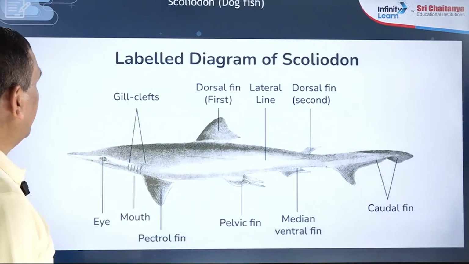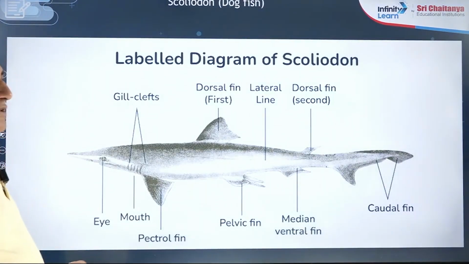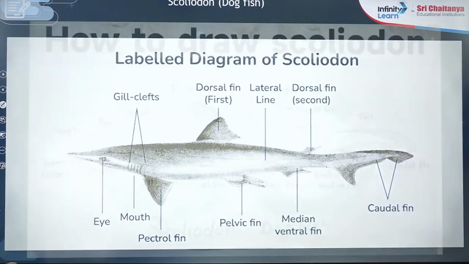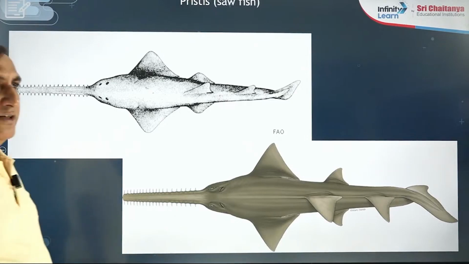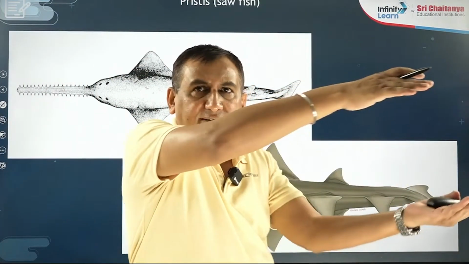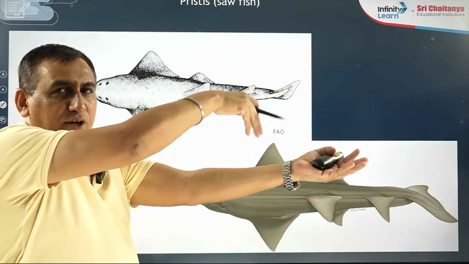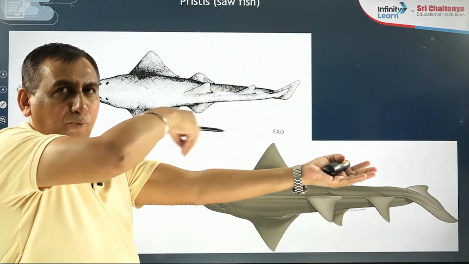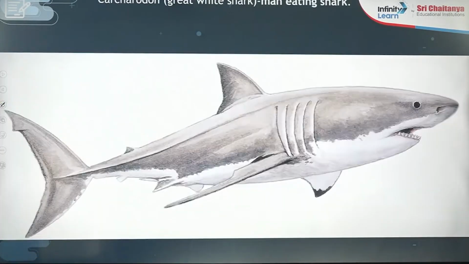The first example of chondrichthyes is the scoliodon, known as the dogfish. Very good. The second example is the pristis, known as the sawfish, because it has an apparatus like this. Saw means cutting. Have you seen the machine related with the cutting of boots? That is the sawfish, the pristis. See, it is one Carcharodon.